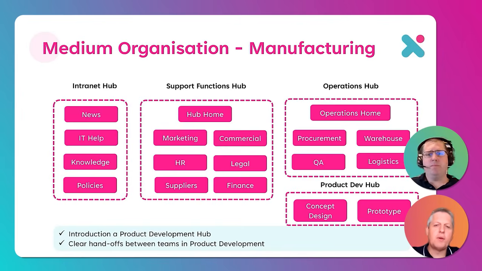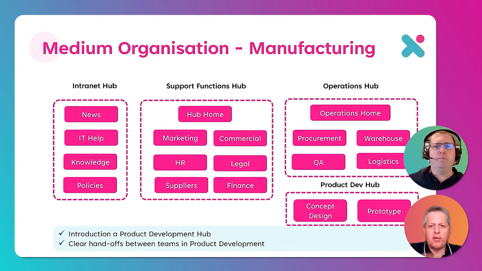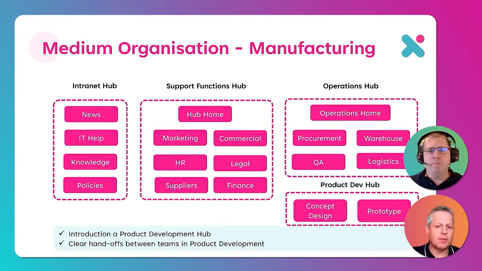And I think the one thing that we've seen from manufacturing organizations compared with services organizations is that they're much stricter in their handoffs and where those boundaries are. So I think that's why we've got separate sites for design versus prototype. Is that fair, Ben? Yeah, exactly. Okay, right. So that's medium.